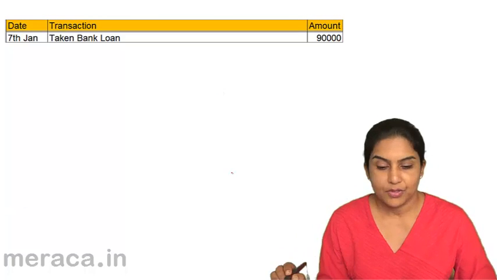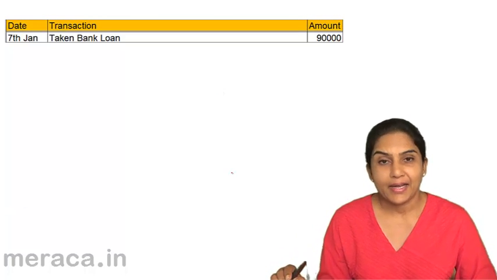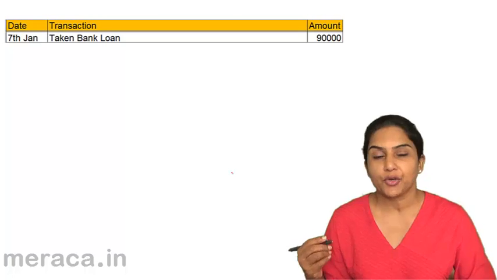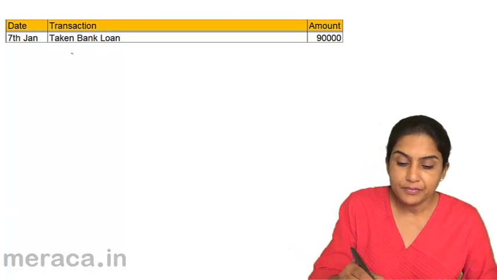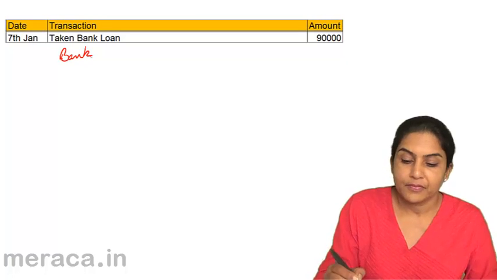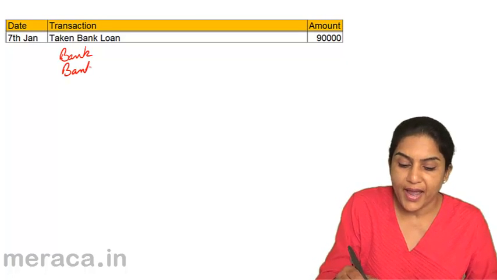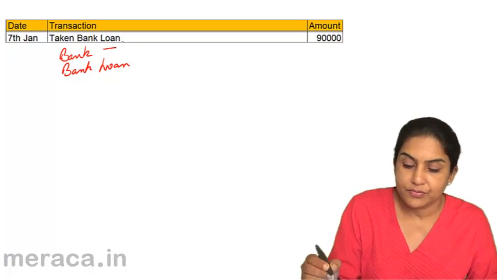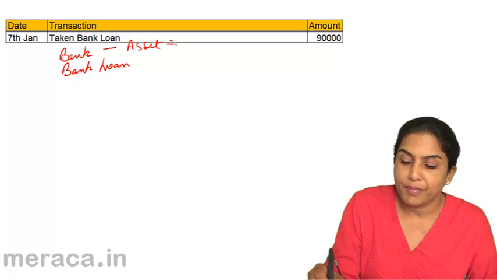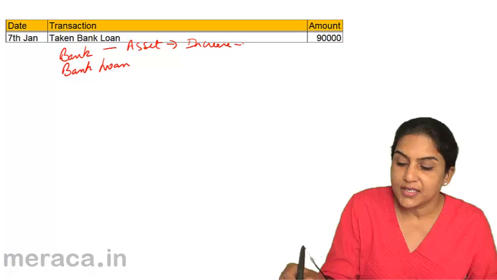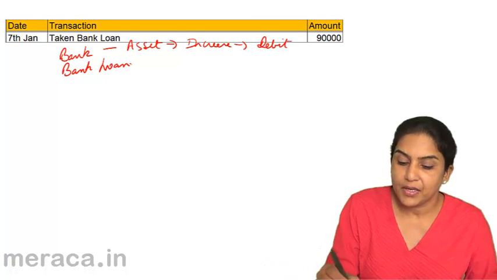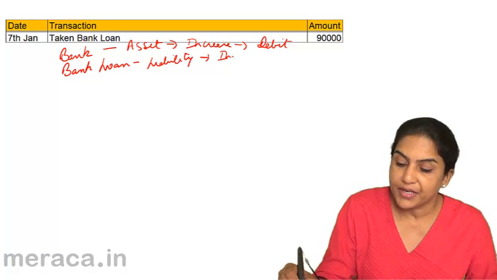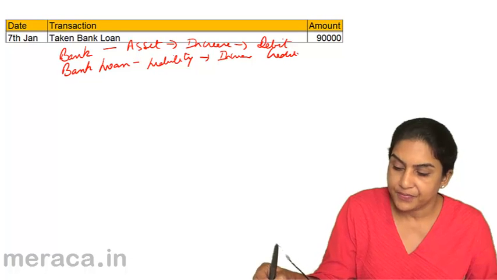Taken bank loan. So what are the accounts involved? Bank account is one, because the bank will deposit this loan amount into the bank account. So bank and bank loan account. What is the bank account? It's an asset account. Money has come in, increase in asset, therefore debit. Bank loan is a liability account. Increase in liability account is credit.